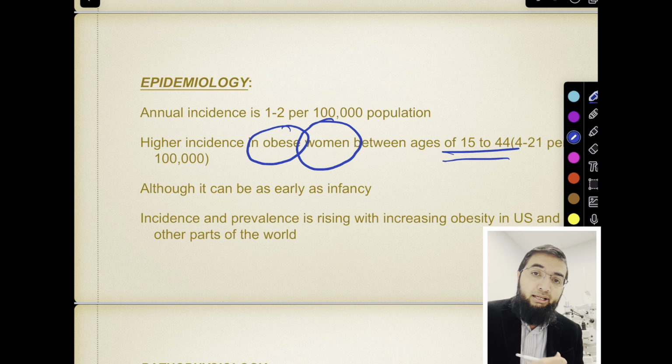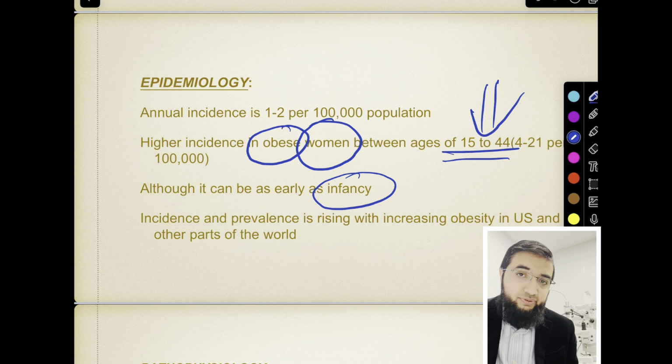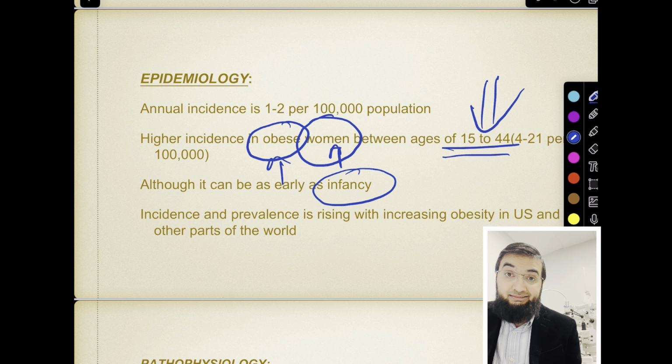It can be seen earlier as well. For example, in some cases you can see it even in infancy, but the most common age range is 15 to 44, obese female. The incidence and prevalence are getting higher and higher. Why? Because obesity is getting higher and higher.